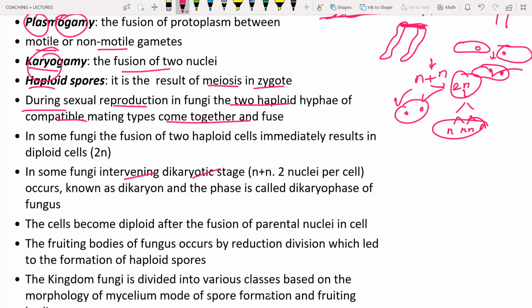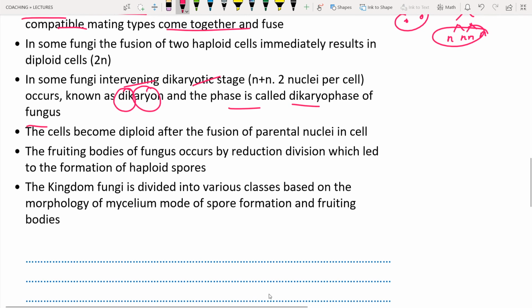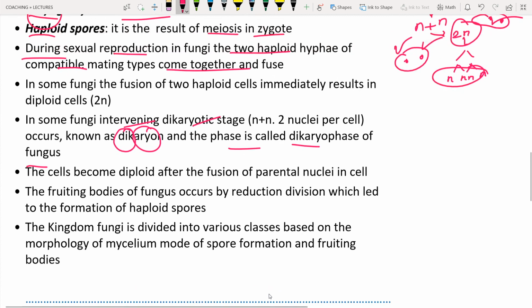That is known as dikaryon. Di means 2, karyon means nucleus. These two nuclei are separate and will not fuse, and the nuclei are 2. In that case you can call it a dikaryon. Di means 2, karyon means nucleus, and the phase is called the dikaryophase of the fungus. The cells become diploid after the fusion of the parental cells.